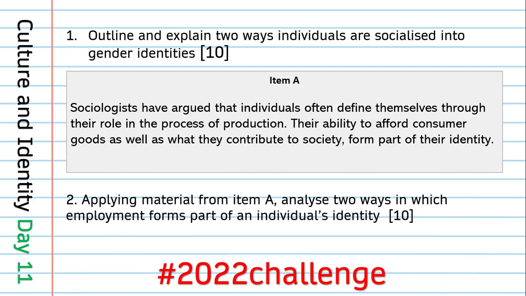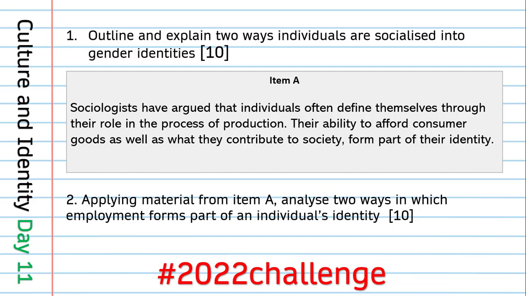The first one is outline and explain 2 ways individuals are socialized into their gender identities. Okay, so that's taken from the 2 spec points there, socialization and looking at differences in gender identity and making a link between socialization and gender identity. It's quite a straightforward one. There are some more complex ones in there.